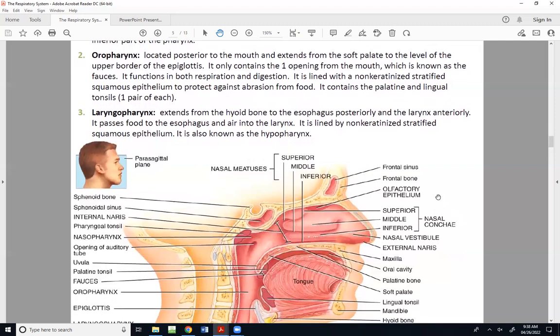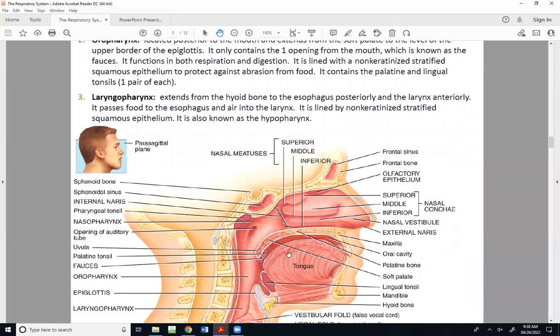Okay, it contains only one opening for the mouth, which is known as the fauces. And in this picture, it's kind of misleading. This is what the food and the drink, when we swallow, travels through. It looks very small, but that's just because the tongue is pressed upwards and almost touching the roof of the mouth. So it makes it look a lot smaller than it really probably is. Okay.